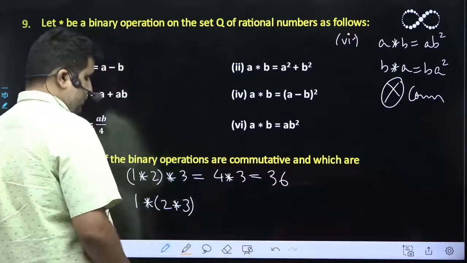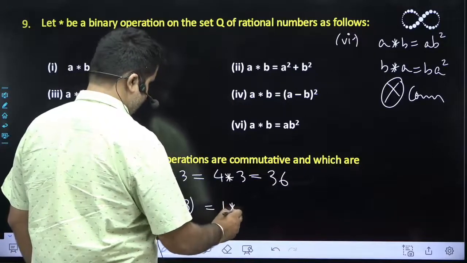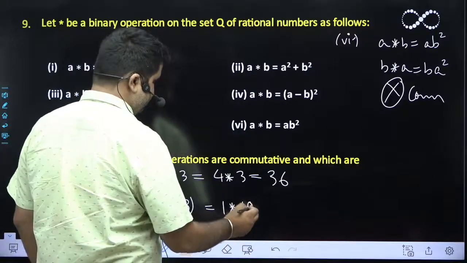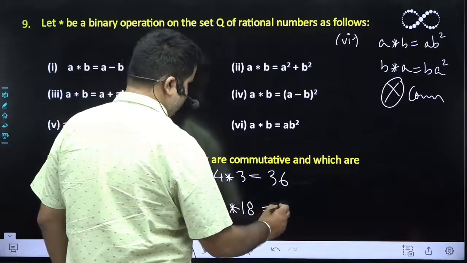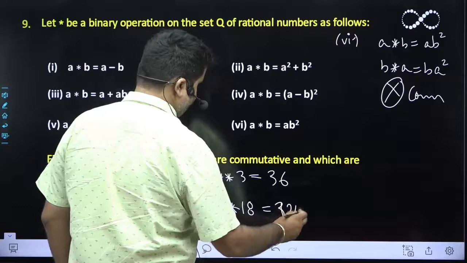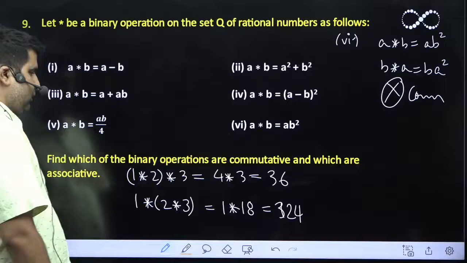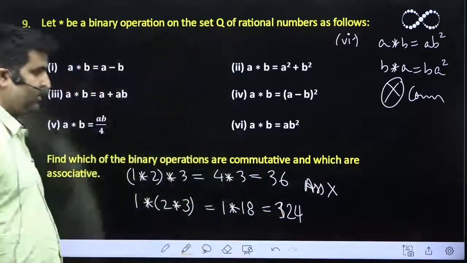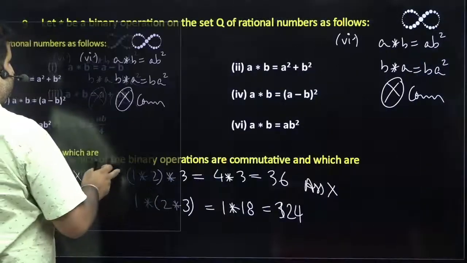Now we take 1 star (2 star 3). Okay. So this is 2 times 3 square, which is 18. Now we have 1 times 18 square, 324. So therefore this is not associative. Okay. Not commutative, not associative. Moving on to the next problem.